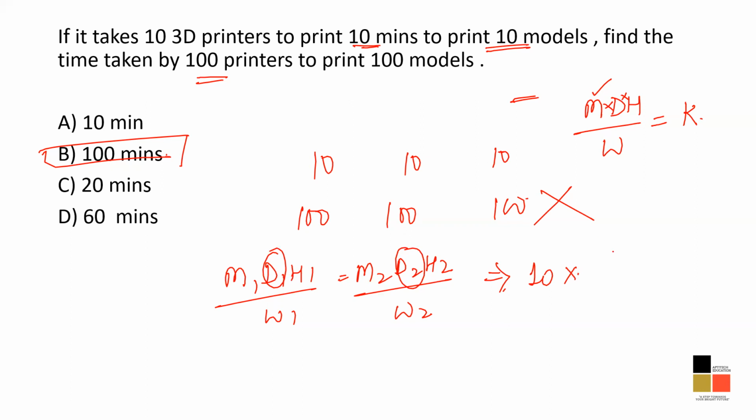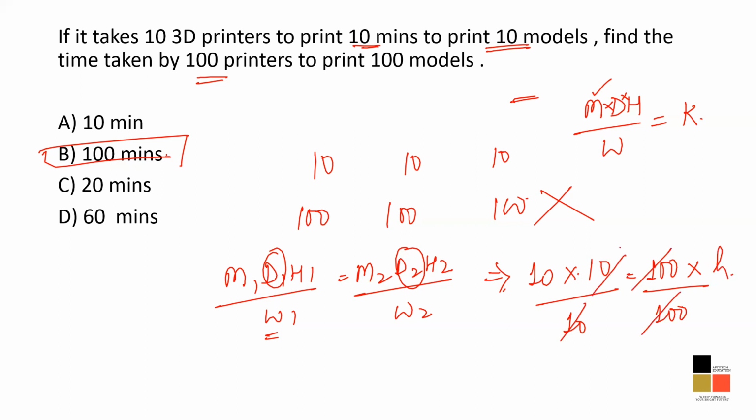Let's talk about just H1 only. H1 is time. Time is 10 minutes. Work that they're doing is they're printing 10 models, divided by 10, is equal to M2, 100 machines. 100 models, that is the work they have to do, is 100. Let's say the time they're taking is H. Find the value of H.